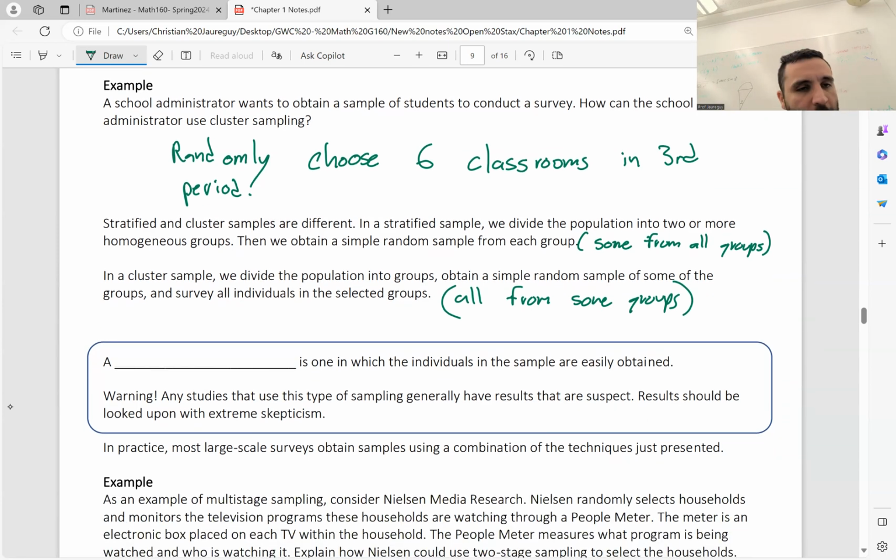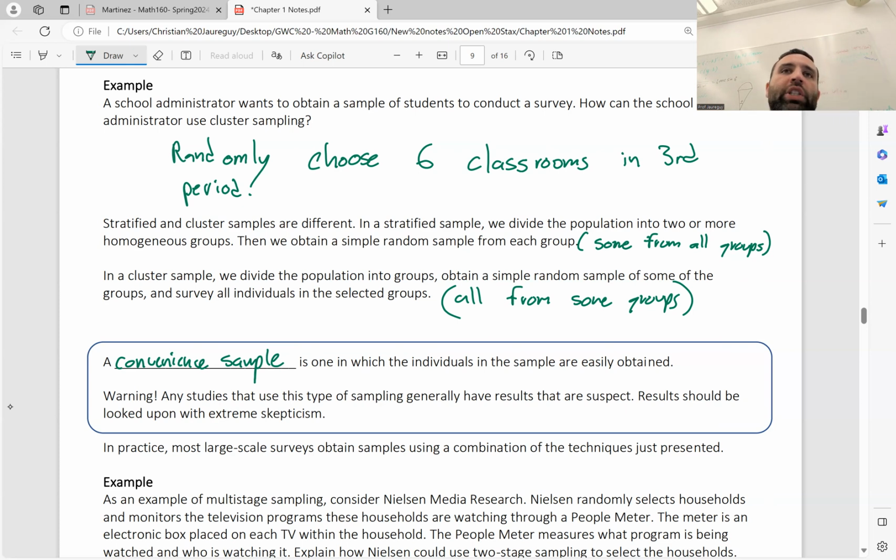Cool. So hopefully that made sense. The next bit is a convenience sample. A convenience sample is any sample in which individuals are easily obtained.